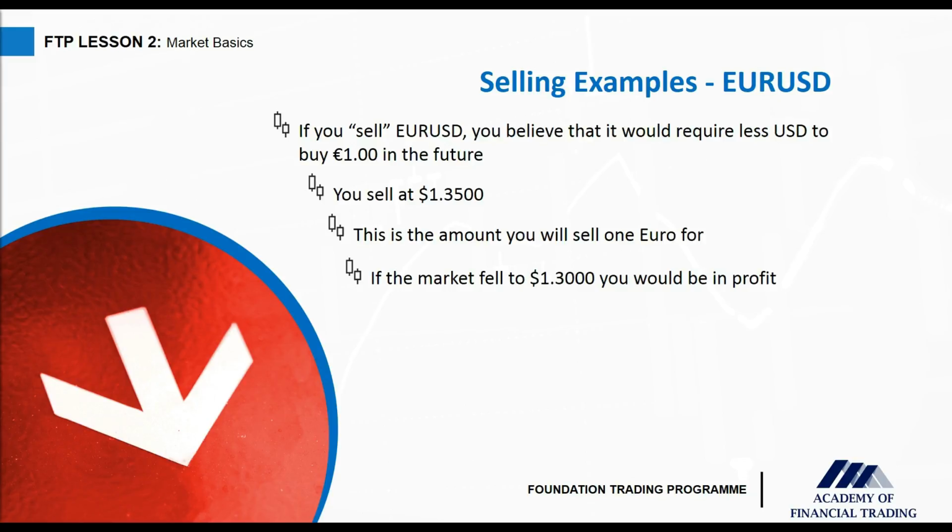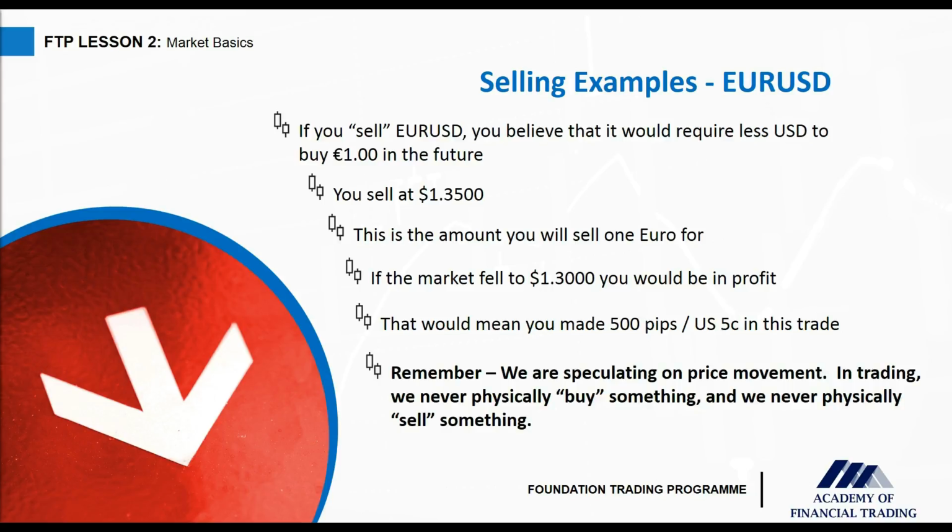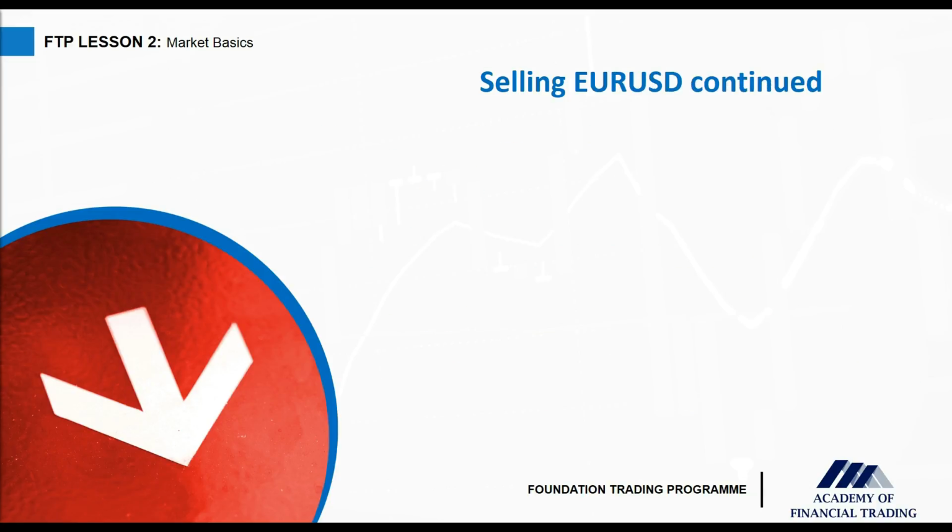I think you all have copy paste on 500 right now. I've made my examples a little bit too predictable. You've made your profit of 500 pips, or again, another 5 cents. So remember, we are speculating on price movement. In trading, we're never actually physically buying something, and we're never actually physically selling something. We're just going long, we're just going short, we're just buying, we're just selling. These are just terms. We're just speculating on price movement. And when it moves in the direction that we thought it was going to go, that's when we profit. And that's what's important to remember.